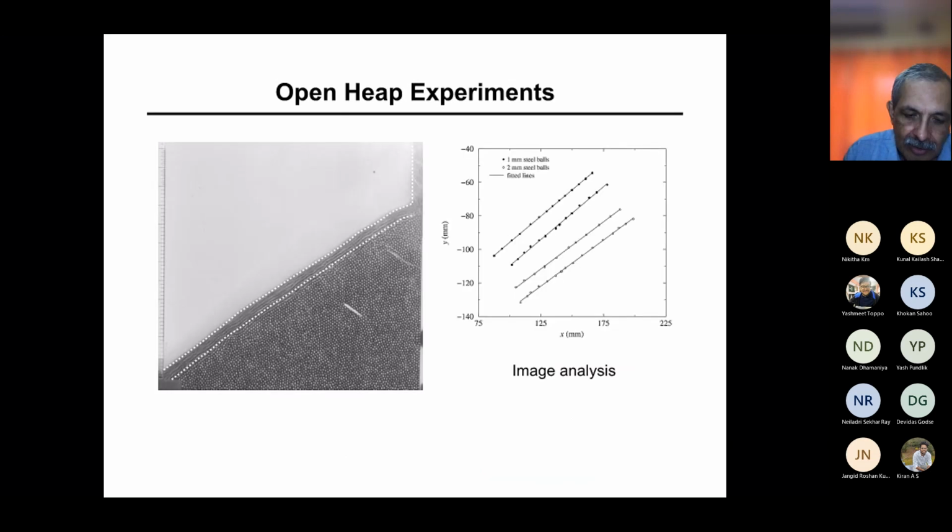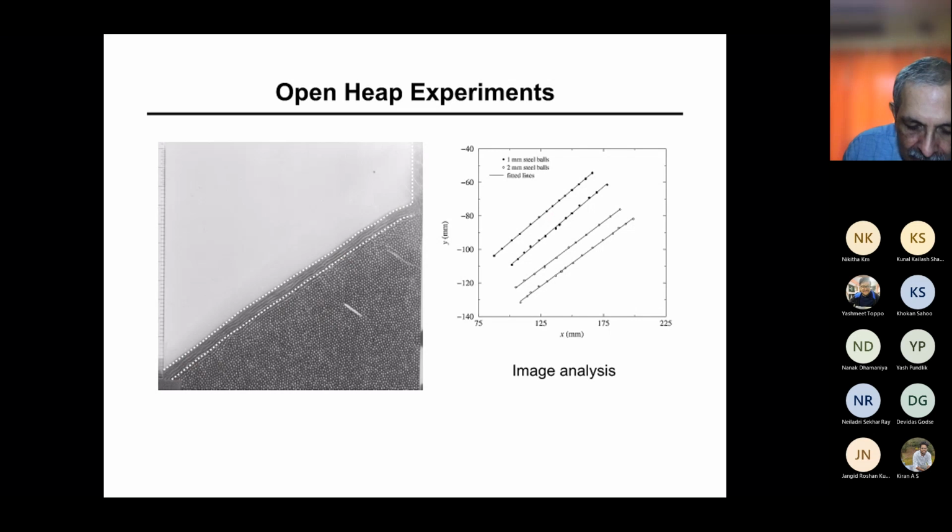And then if we do the experiment, this is actually a photograph. You can see these particles here. And you're pouring here at a constant rate, and then they flow down. And these are the fitted lines to this surface. So from this, we can easily get the thickness of the layer as well as the angle. And the free surface is easy to get.